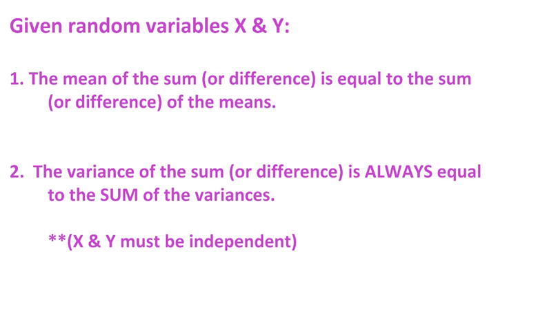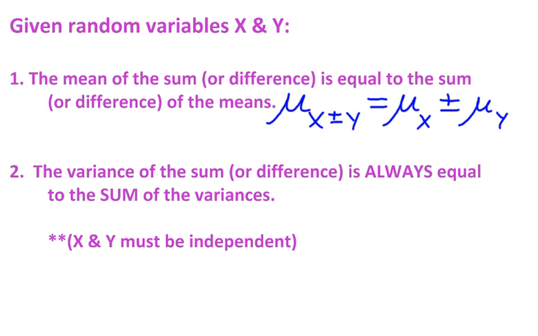Given random variables x and y, the following things are true. If I want to know the mean of the sum or the mean of the difference, then that is equal to the sum of the means or the difference of the means. In symbols, if I want to know the mean of a variable formed by combining x and y through addition or subtraction, then I take the original mean for x and add it to or subtract it from the original mean of y. So the mean of the sum or difference is the same as the means added together or subtracted from each other.